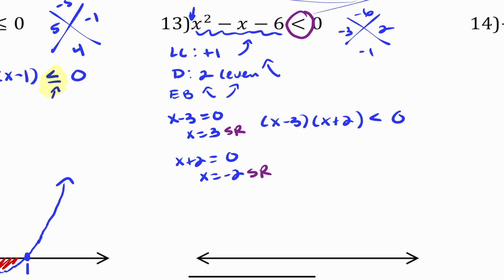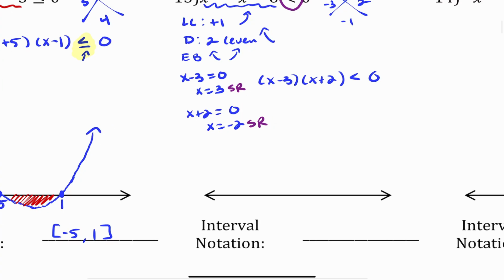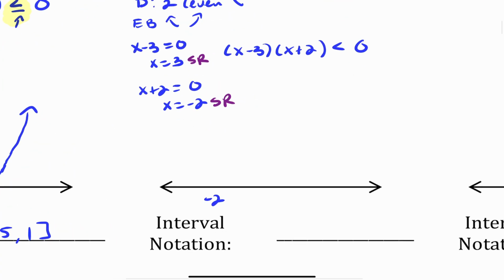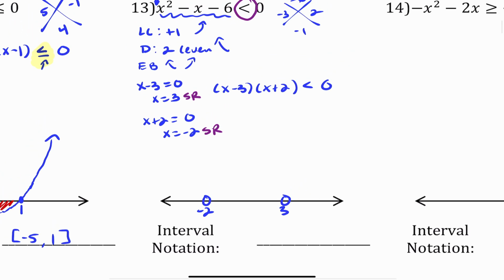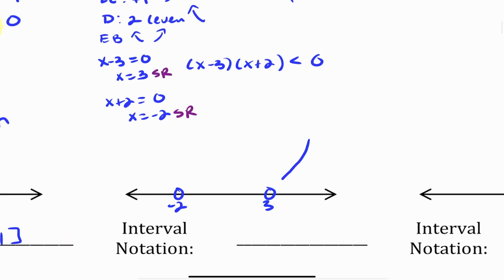Now remember, this is a less than symbol, so it should be an open dot. And we are going to shade below. So here on our number line, I got -2 and then +3. Both of these are open dots. And since the leading coefficient is positive, we're going to start top right. And then I'm going to approach 3. That's a single root. We cross. And then now I'm going to approach -2. We do cross since it is a single root.